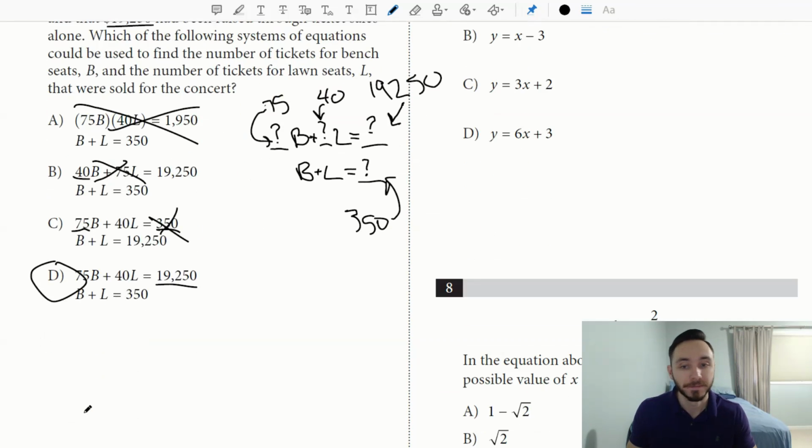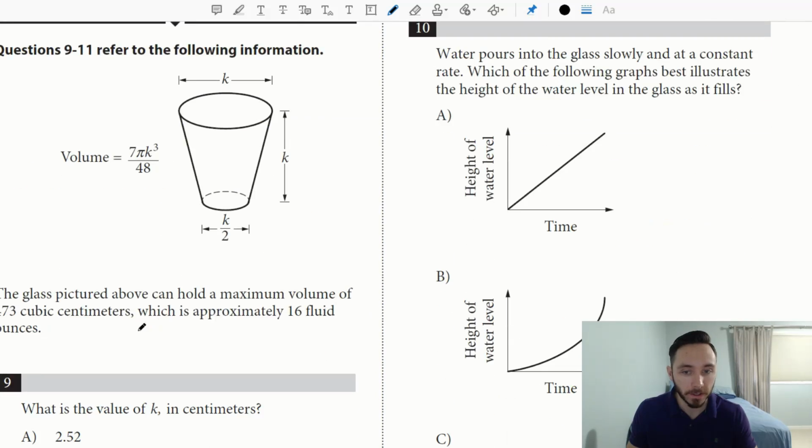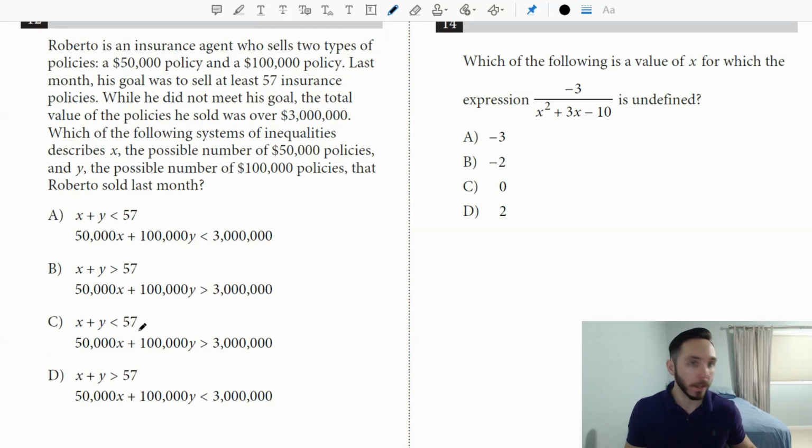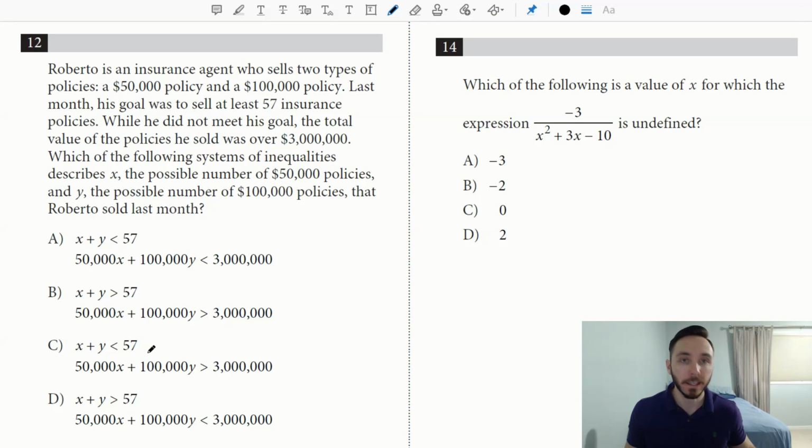Let's look at another. Number 12 is apparently very similar to this idea. Okay, this is good. I like problems like this. Again, it's the same sort of idea, but this time around, I'm just taking a look at it. We have an inequality in play, some sort of system of inequalities. All of these look roughly the same. We're just trying to figure out, well, which one is the right one, right?